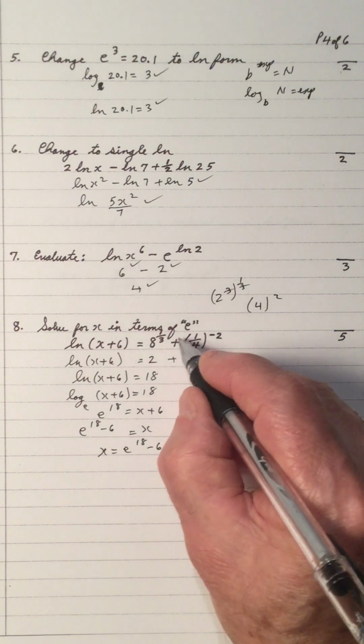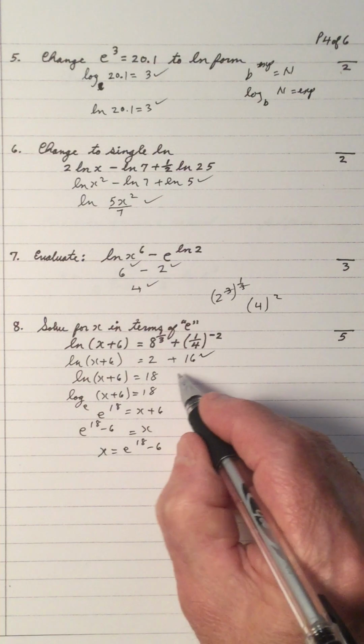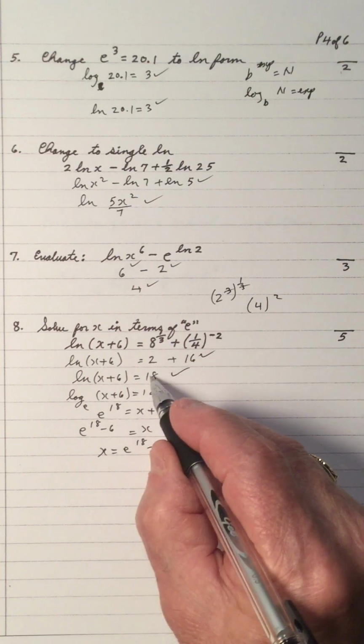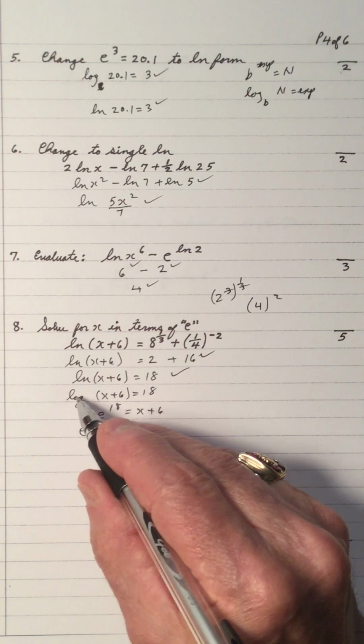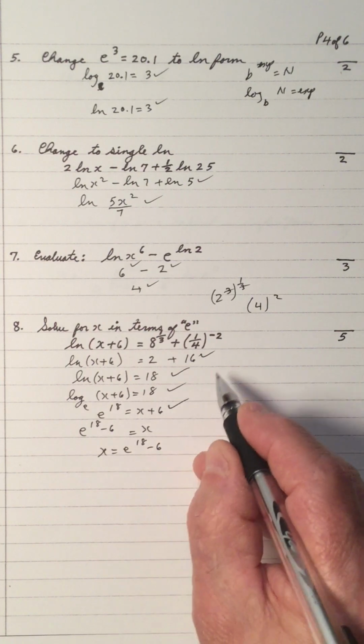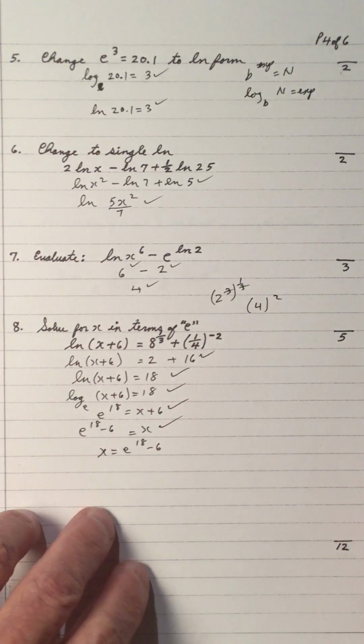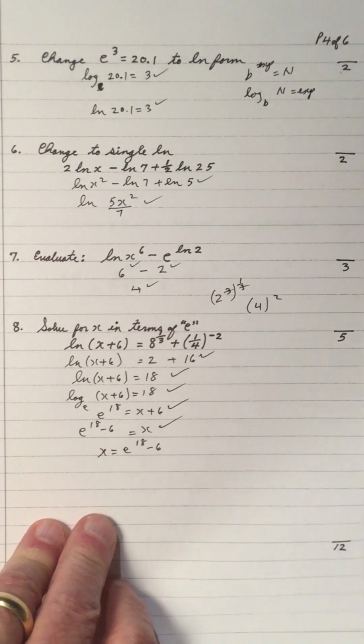If you have this, you get a mark. If you have 18, you get a mark. If you change ln to log base e, you get a mark. If you wrote an exponential, you get a mark. If you solved it for x correctly, 5 marks altogether, and 12 for that page.